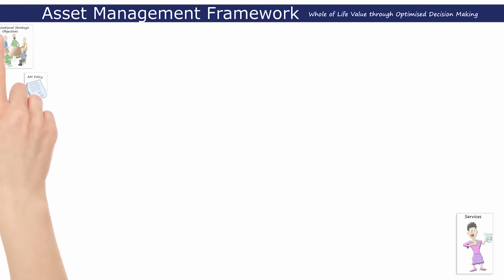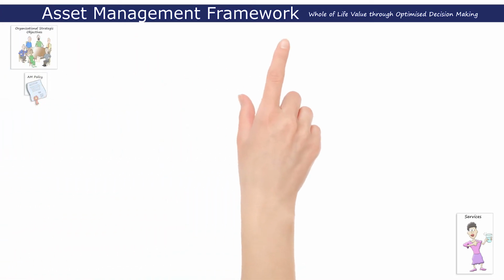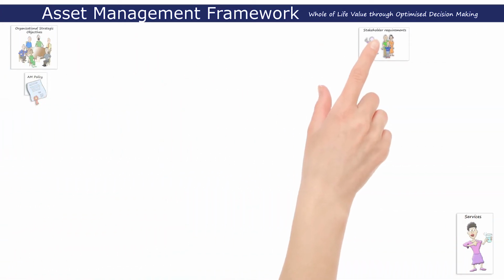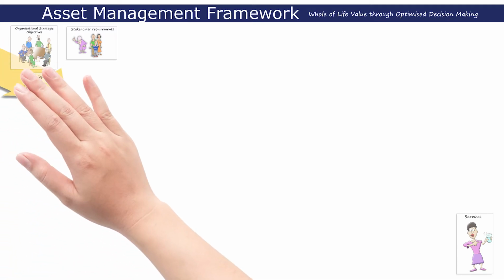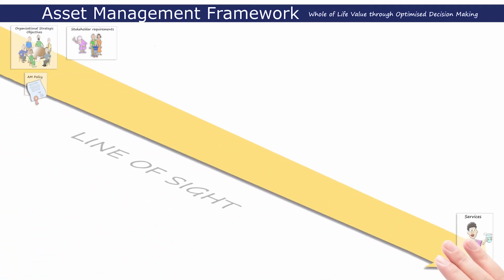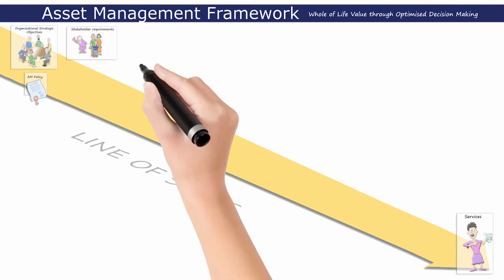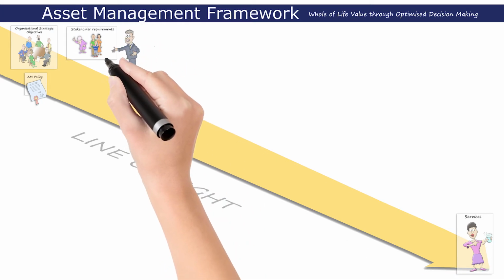It's important to know upfront what the customer and other stakeholder requirements are, and to clarify the organisation's strategic objectives. Everything we plan and do should align with this. If it doesn't, why are we doing it? We need to maintain line of sight between strategic objectives and customer services. We need to determine the best way to meet these requirements.